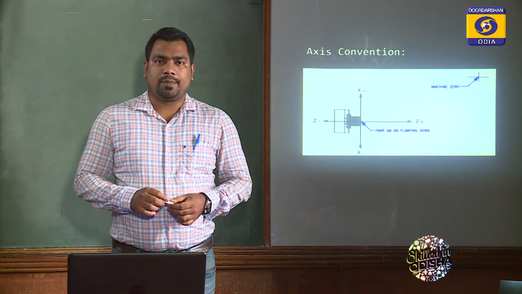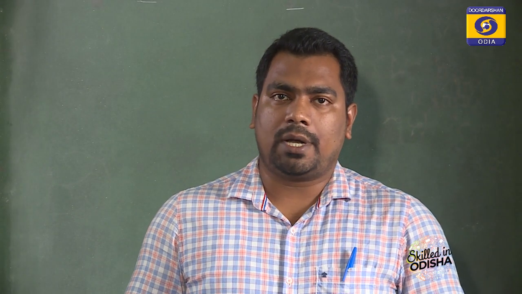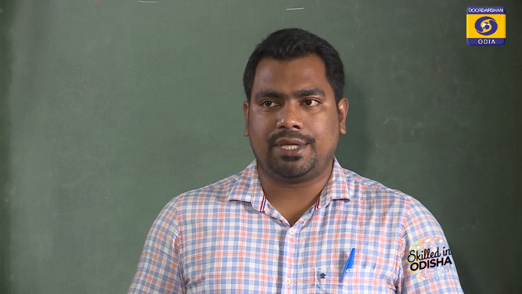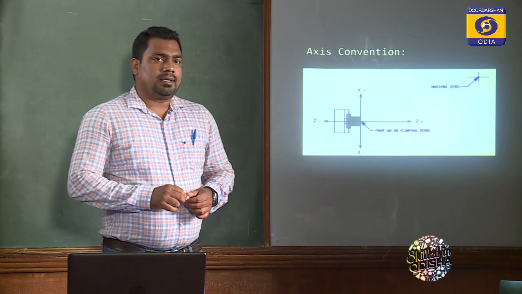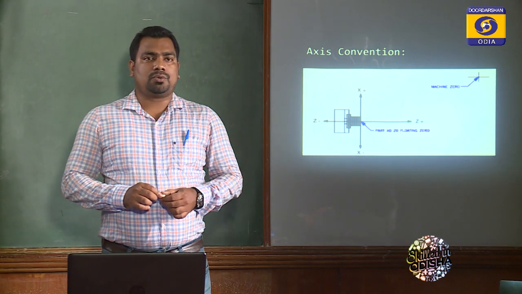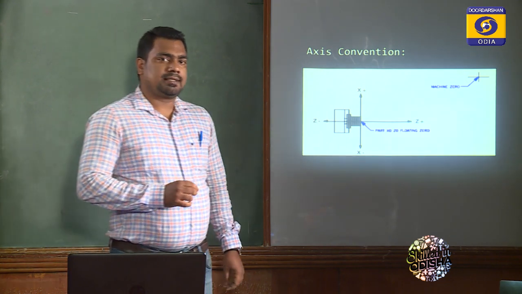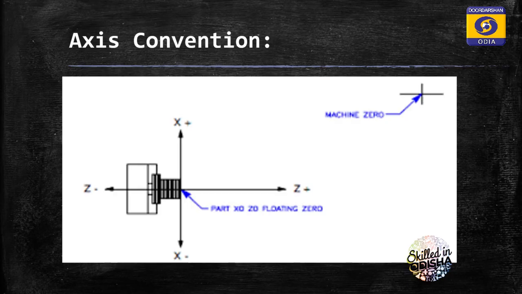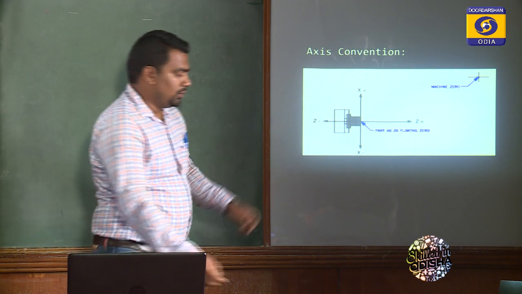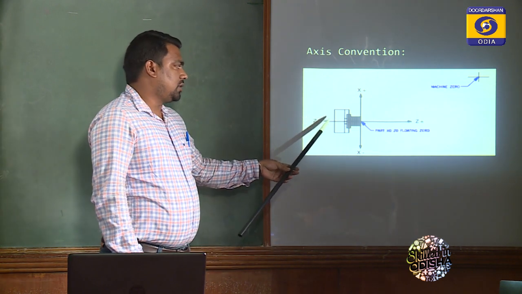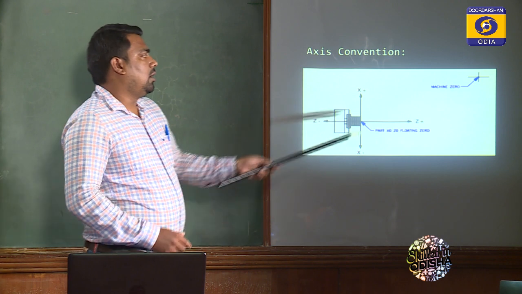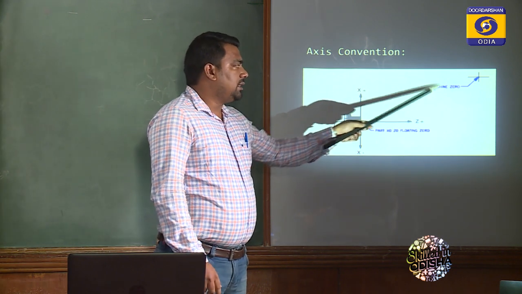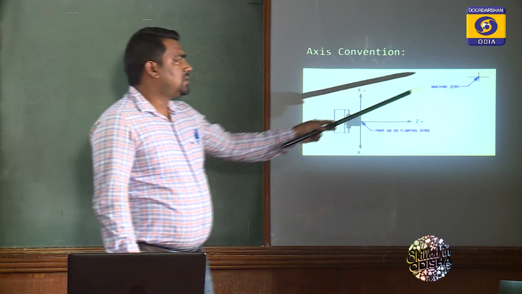Before writing phasing operation in CNC, let's know what is the axis convention in a CNC turning machine. In a CNC turning machine, there are two axes. One is Z axis and the other one is X axis. It is shown here. It is the headstock of the CNC turning machine. This is the workpiece and the turret moves in this region. This is the machine 0 point.